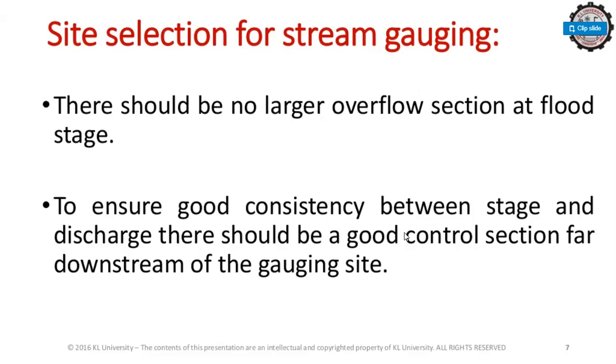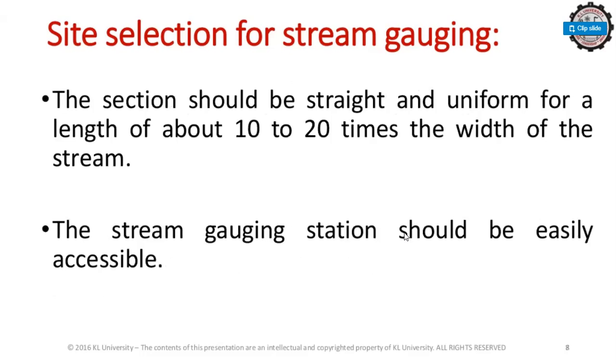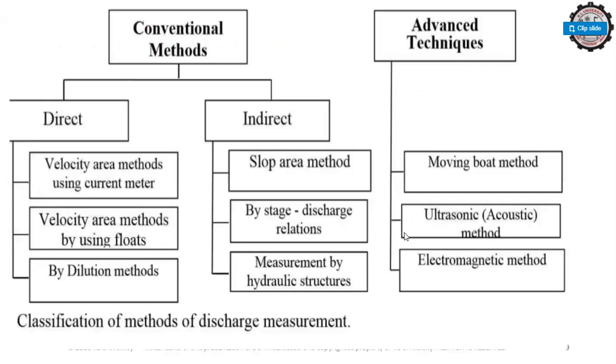To ensure good consistency between stage and discharge, there should be a good control section downstream of the gauging site. The section should be straight and uniform for a length of about 10 to 20 times the width of the stream. The stream gauge station should be easily accessible.